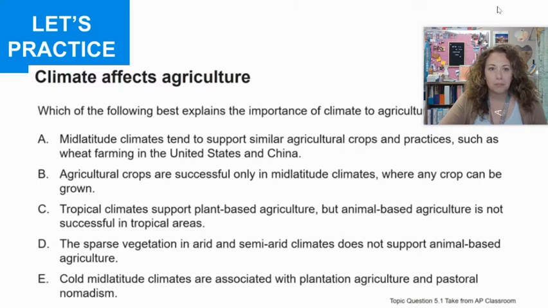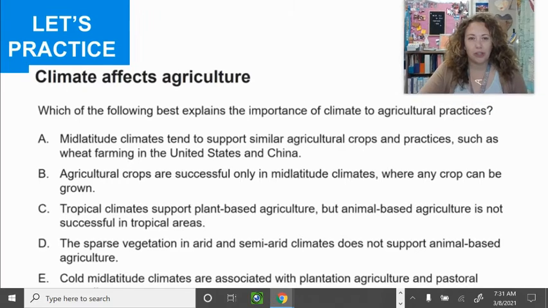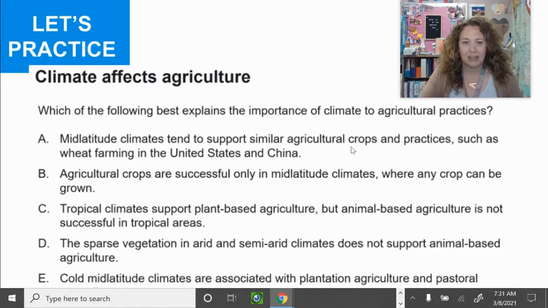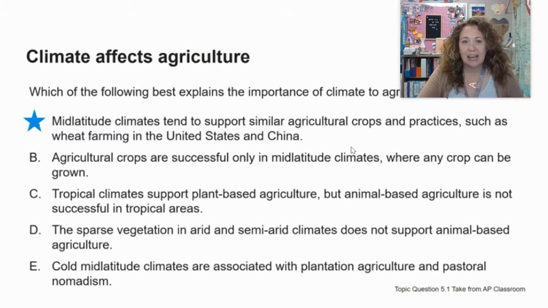Climate affects agriculture. Which of the following best explains the importance of climate to agricultural practices? Take a minute and look at these options. You might want to pause. Boom. Mid-latitude climates tend to support similar agricultural crops and practices, such as wheat farming across the United States and Canada.